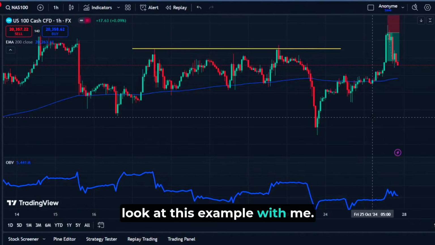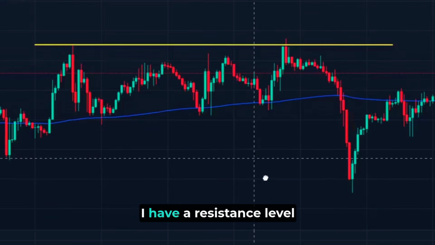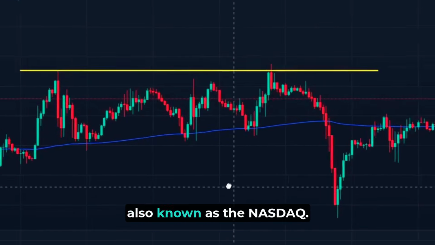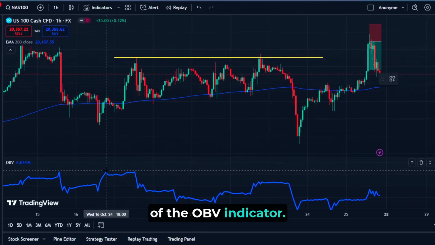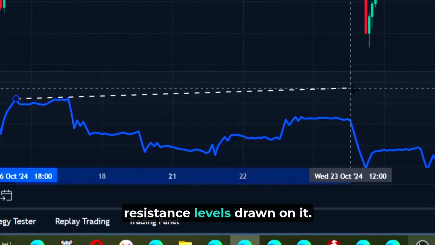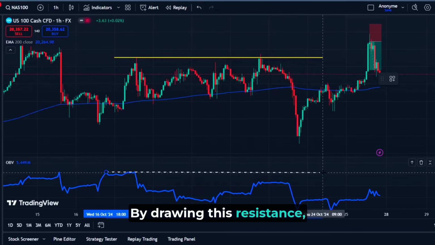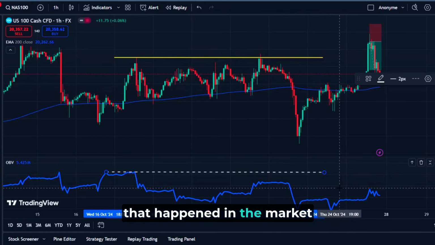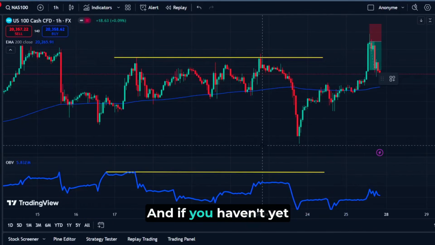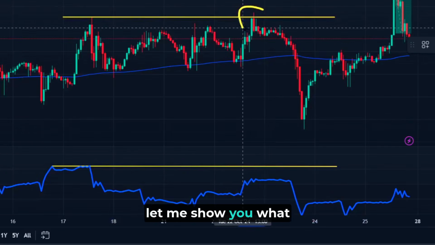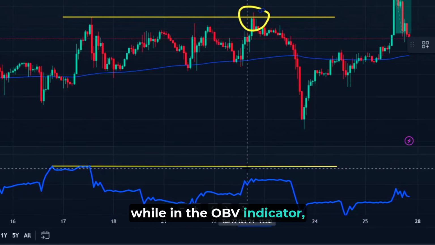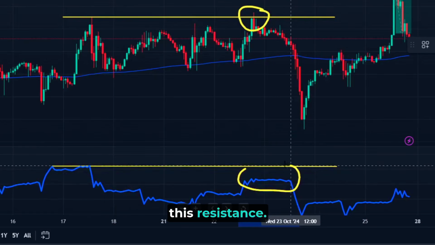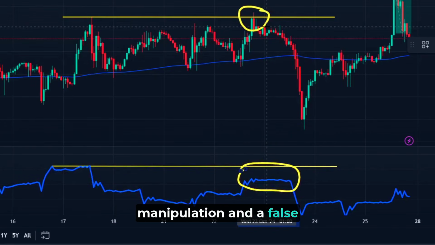So look at this example with me. Support and resistance remain important in all markets. In this case, I have a resistance level on the US tech, also known as the Nasdaq. I have a resistance level here, and this is an advantage of the OBV indicator. It can also have support and resistance levels drawn on it. By drawing this resistance, you will notice the manipulation that happened in the market and the false breakout. And if you haven't yet discovered the false breakout, let me show you what the market did. It pretended to break this resistance, while in the OBV indicator I don't see it even approaching this resistance. This means it's market manipulation and a false breakout.